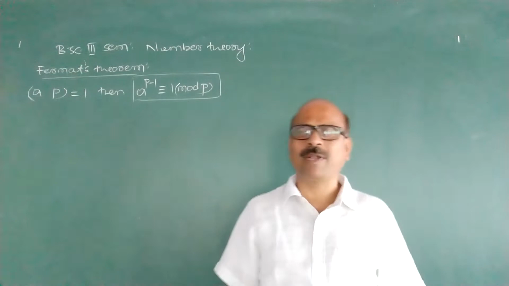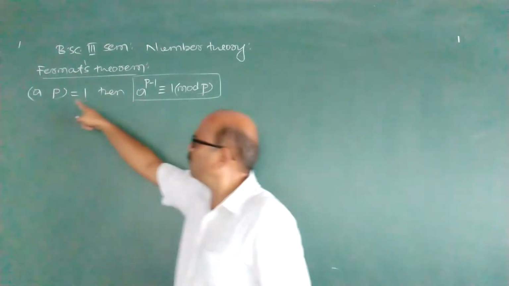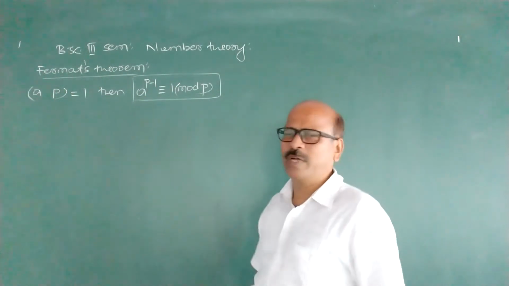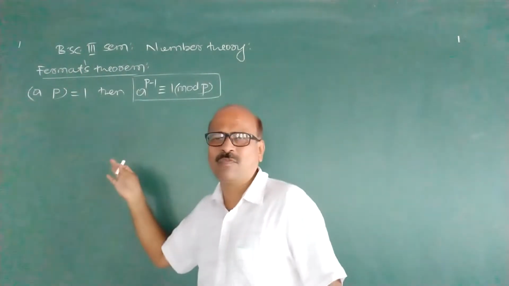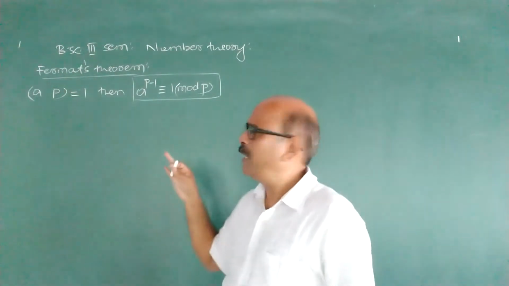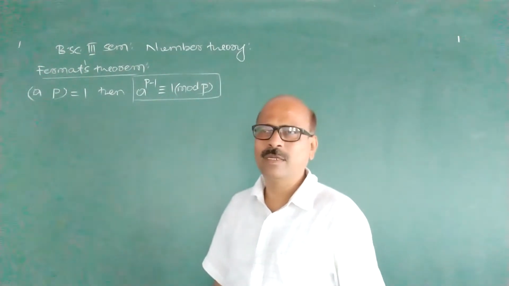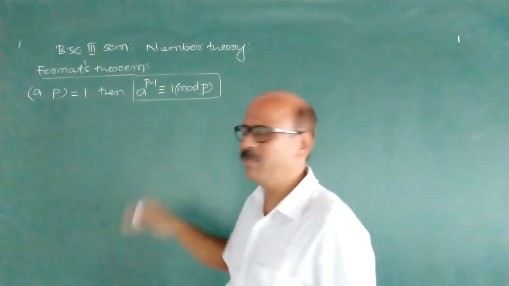The condition is that P is a prime number here, and A is any positive integer relatively prime to P. Then A raised to P minus 1 is 1 mod P. Many different proofs exist for this theorem, and I choose the proof which is very simple, easy to understand, and easy to explain also. So I have taken this proof.